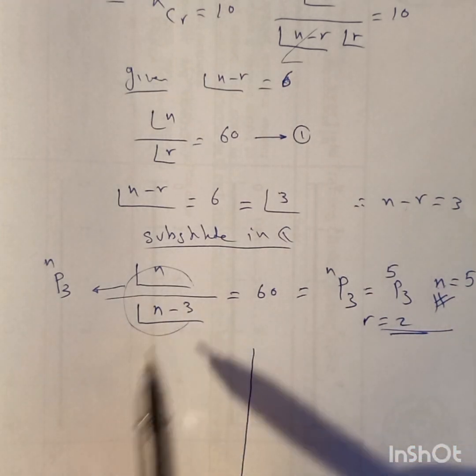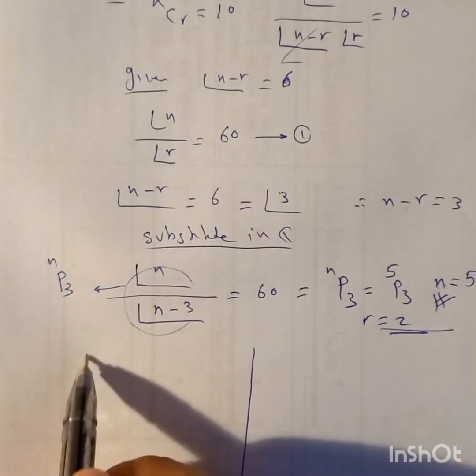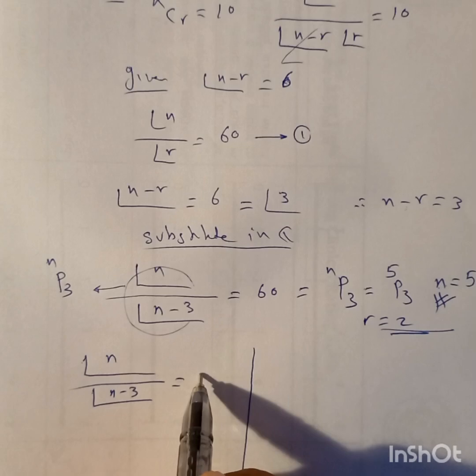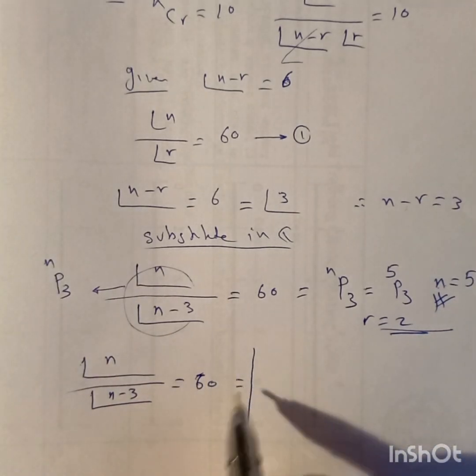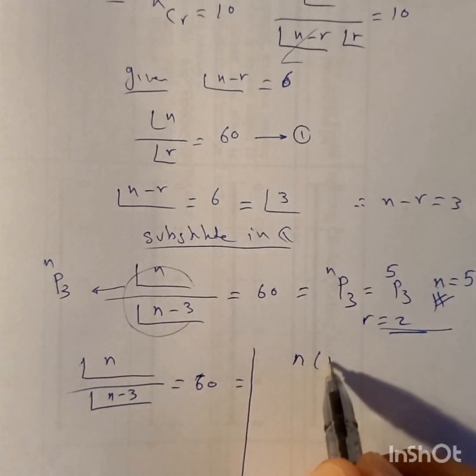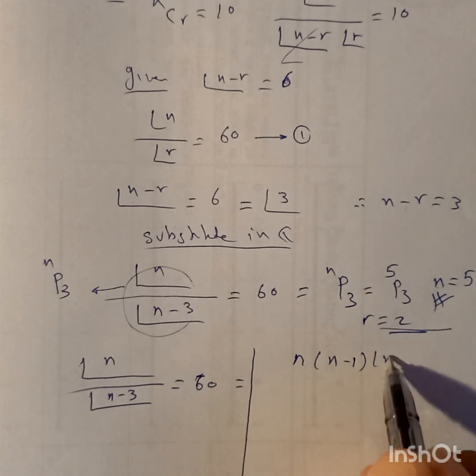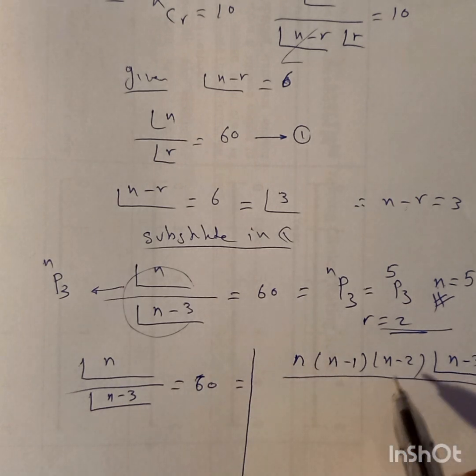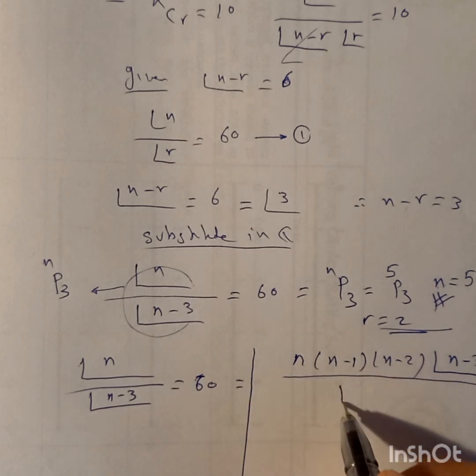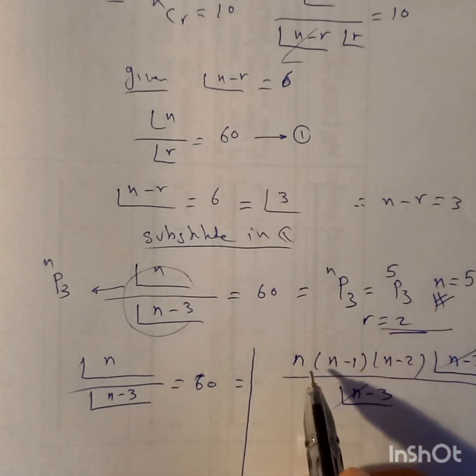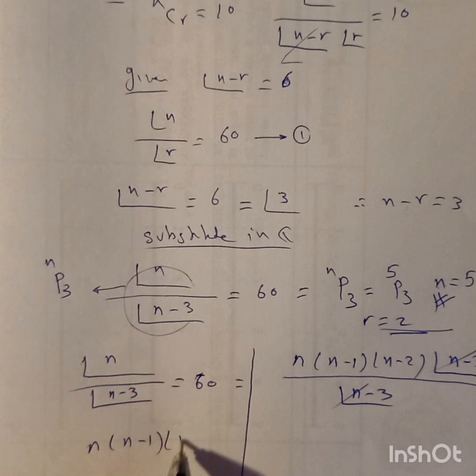We can also use this way. As we have factorial of n divided by factorial of n minus 3 equals 60, we can express this equation as n times n minus 1 times n minus 2 multiplied by factorial of n minus 3. This is one of the properties of factorial. Divided by factorial of n minus 3, this equals 60. Then this will be cancelled, and we have n times n minus 1 times n minus 2 equals 60.